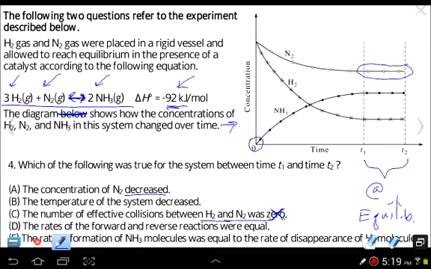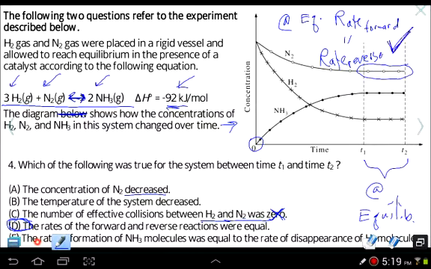The rates of the forward and reverse reactions were equal. This is the key. This is how we define equilibrium. Recall we said at equilibrium, the rate of the forward reaction equals the rate of the reverse reaction. And really, this is how we define equilibrium. Equilibrium is defined in terms of the rates being equal.